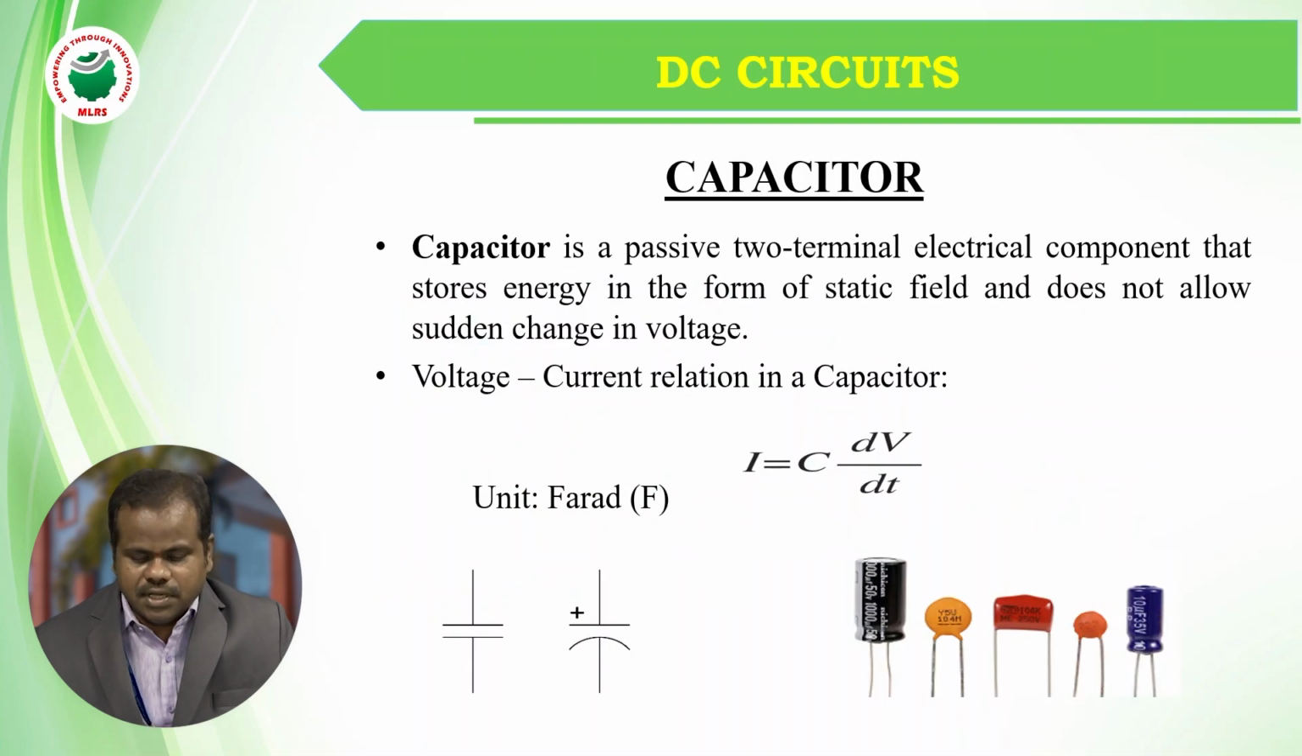Coming to capacitor, capacitor is also a passive element with two terminals, and it is an electrical component that stores energy in the form of static field, and it does not allow the sudden change in voltage. The voltage current relation in a capacitor is given by I is equal to C into dV by dt. The unit of capacitance is farad, and these two represent the circuit symbols of a capacitor.